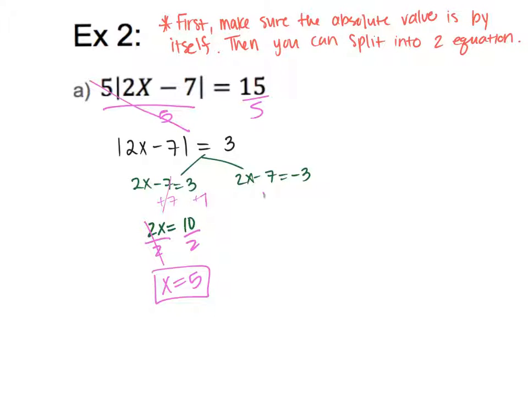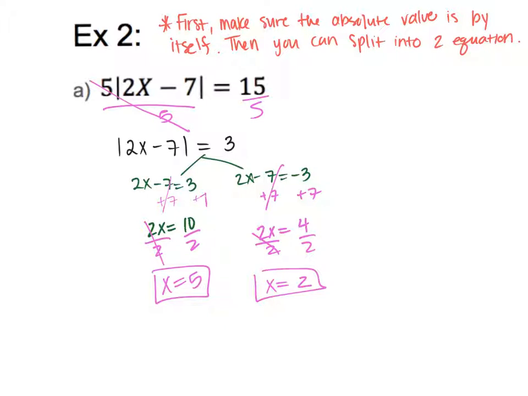I'm going to do the same here. I'm going to add 7 to both sides. That cancels. So I have 2x equals negative 3 plus 7 is 4. And so if I divide that by 2, that's going to be x equals 2. Yeah. And so now I have my 2 x values here. And so I'm done because I have x by itself.